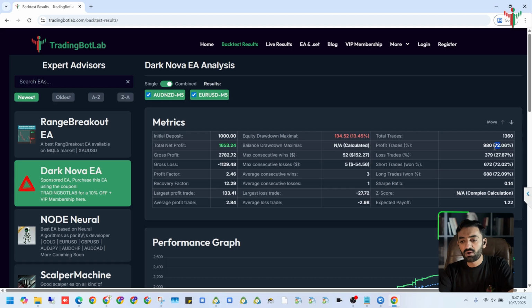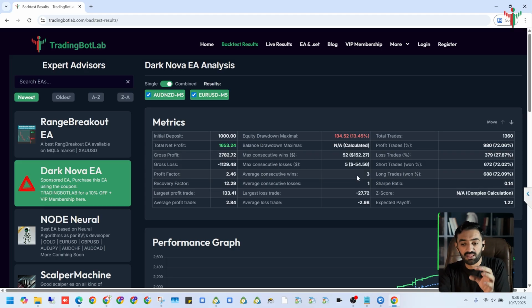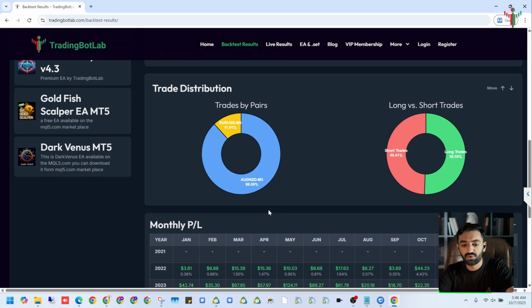In the combined view I got a 72% win ratio. The consecutive wins are 3 and consecutive losses are 1. When I use this one alone, the consecutive wins are 26 and the losses are 1, and I was shocked, wow, I will use this on my live trading account. But when we combine it with the other, the average consecutive wins are 3 and the average consecutive losses are 1. The overall profit factor is 2. The recovery factor is 12, which is amazing. And here are the graph and the other values.